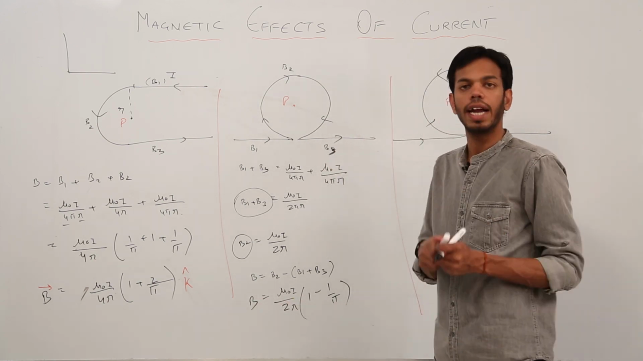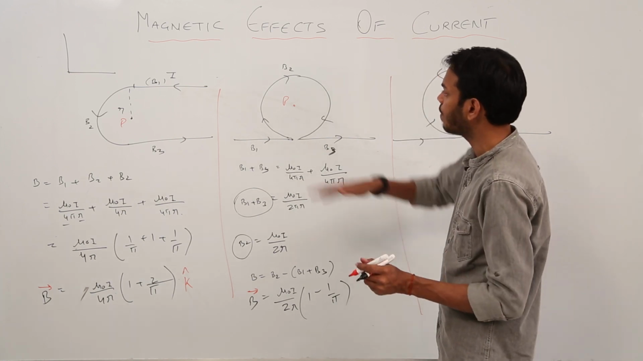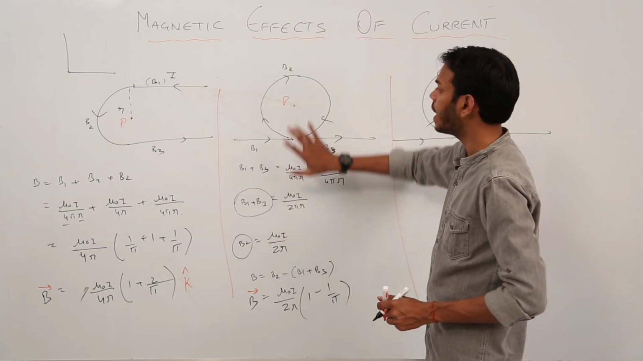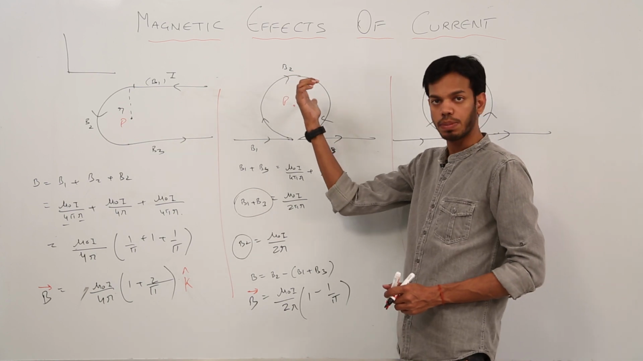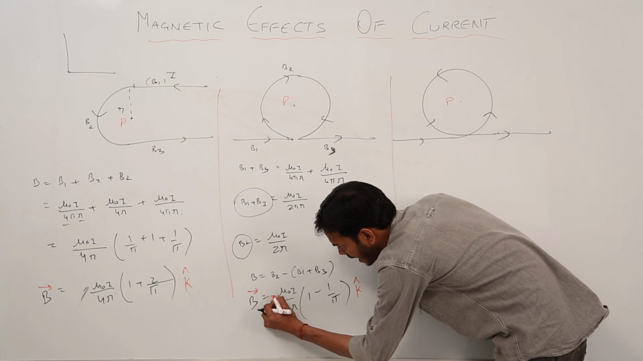And if I have to write it in vector form, with the direction, the net magnetic field is due to the bigger part. The direction of the magnetic field due to the bigger part is minus k. So I would write k cap with a negative sign here.